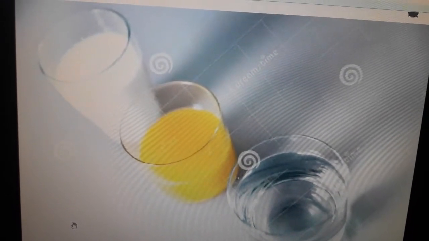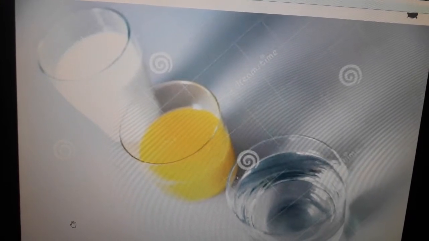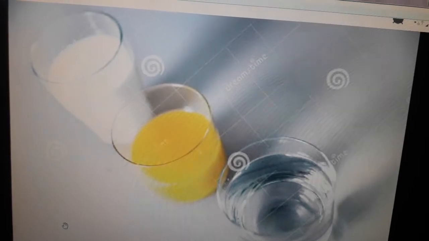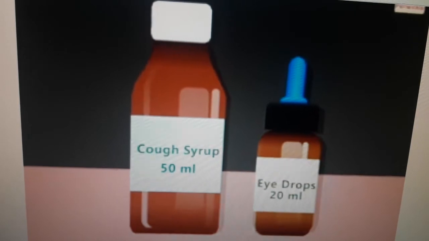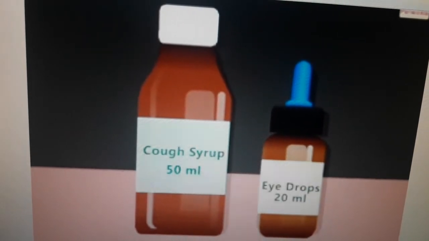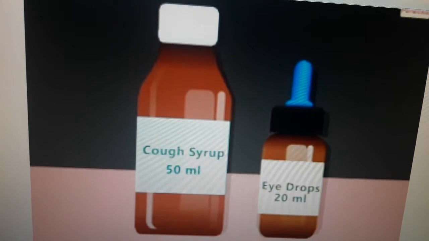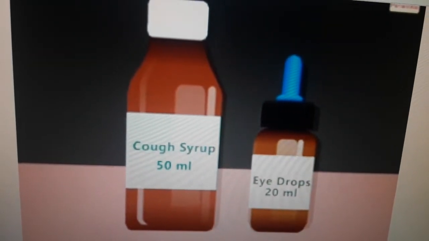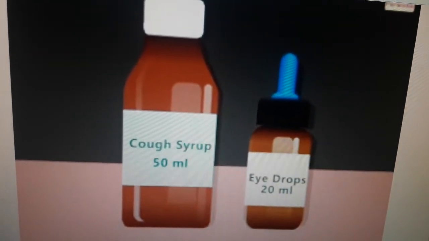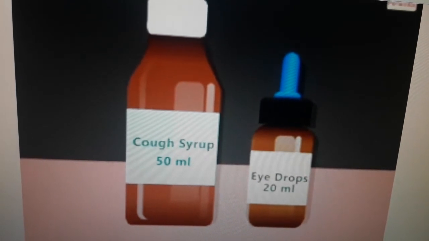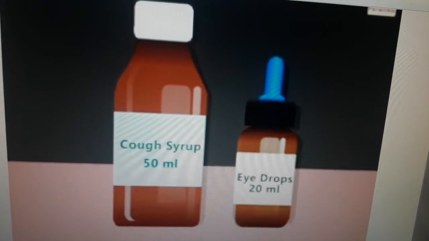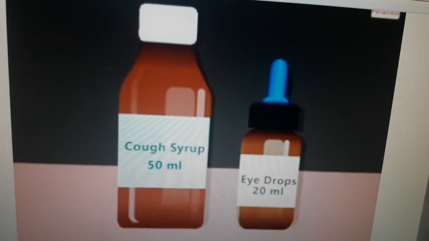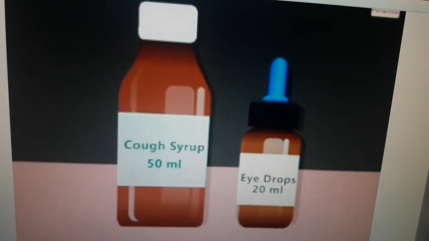For example, oil, juices, water, milk and petrol are measured in liters. You can see in this picture a glass of water, a glass of juice and a glass of milk. These are measured in liters. But students, do you know that liquid medicines are measured in milliliters? You can see here that cough syrup is 50 ml and eye drops are 20 ml. Students, do you know why medicines are measured in milliliters? It is because we only need to take a small amount of medicine.